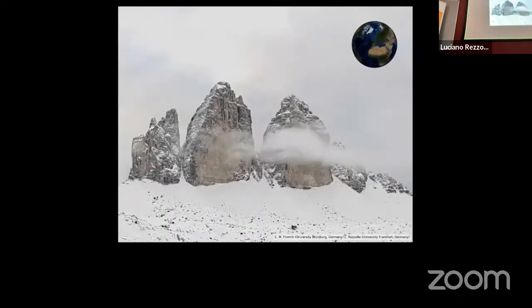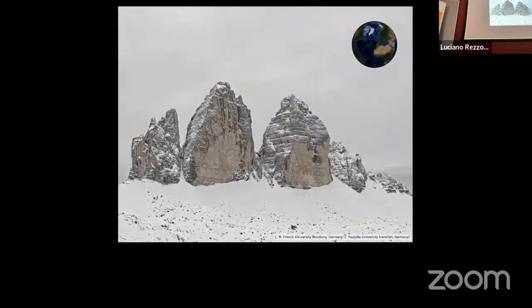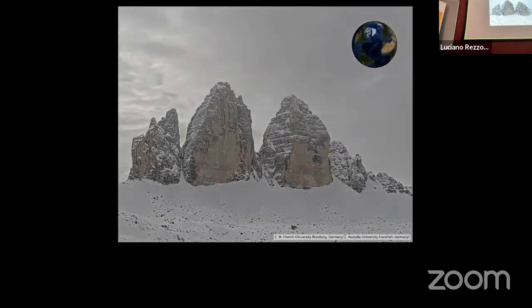So here is the analogy I was telling you about. I don't know how many of you recognize these peaks, but if you've been walking in the mountains of Italy, the Dolomites, these are called the Tre Cime di Lavaredo, Drei Zinnen in German. These are three peaks, and this is a time-lapse movie of a typical November day in the Dolomites.